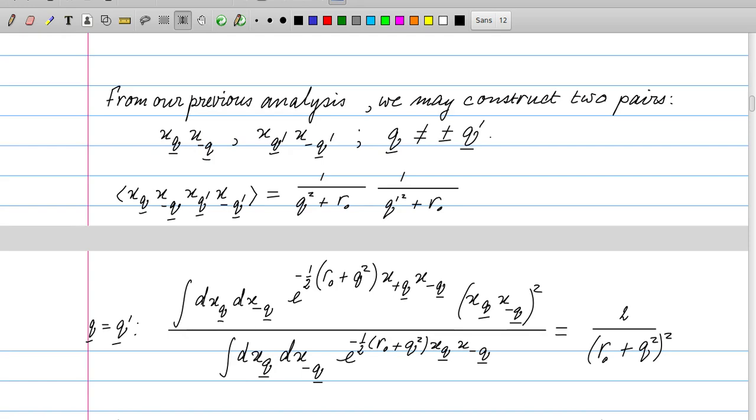So in summary, if we have 2 distinct pairs, we have this expression, 1 over q squared plus r0, 1 over q' squared plus r0. If we have 2 identical pairs, we have this term here. And we can summarize these results in the form of Wick's theorem.